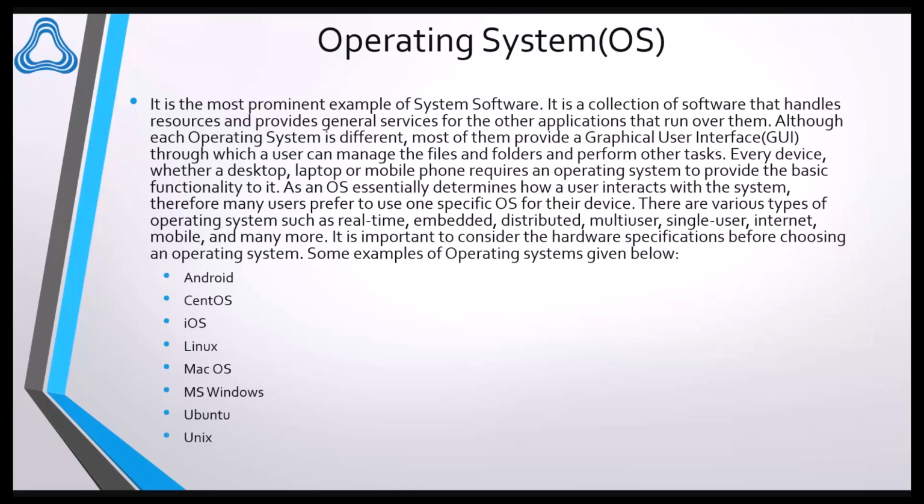Now, it is important to consider the hardware specifications before choosing an operating system, and some examples of operating systems are given below. Now, the question you might be asking is, why do I need to look at the hardware specifications before I choose an operating system? Now, older computers, of course, will have lower specification hardware. You remember we discussed the RAM, we discussed the processor.